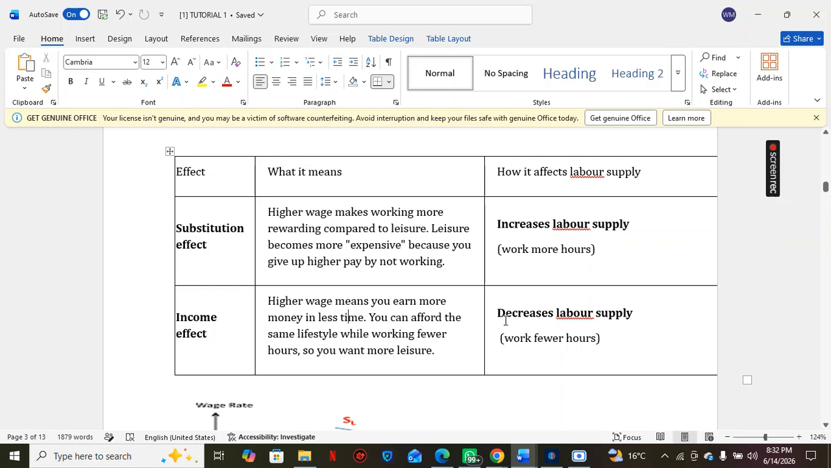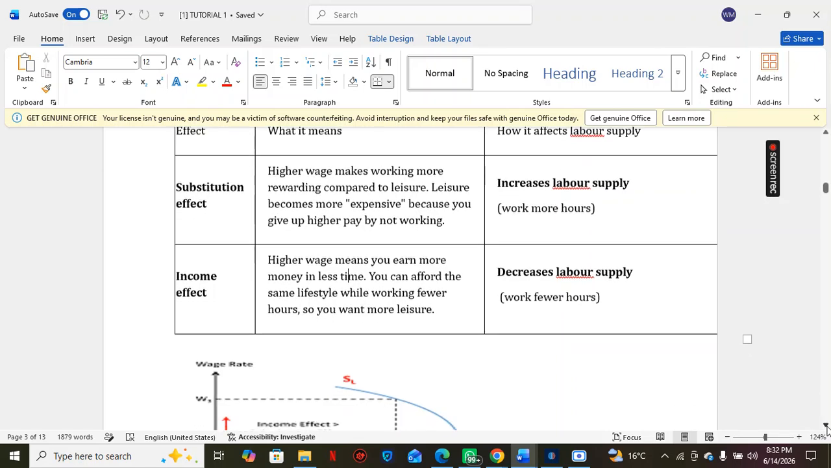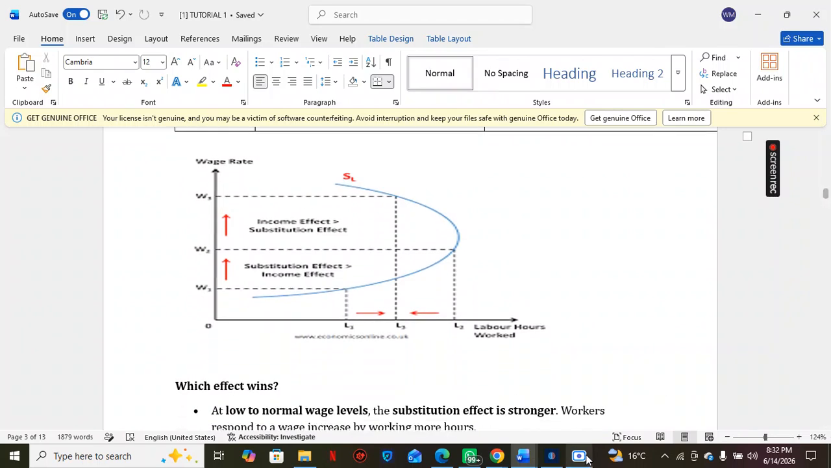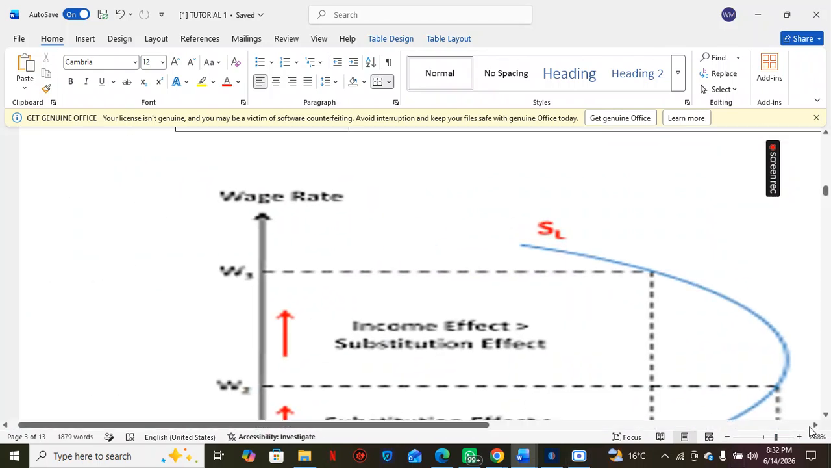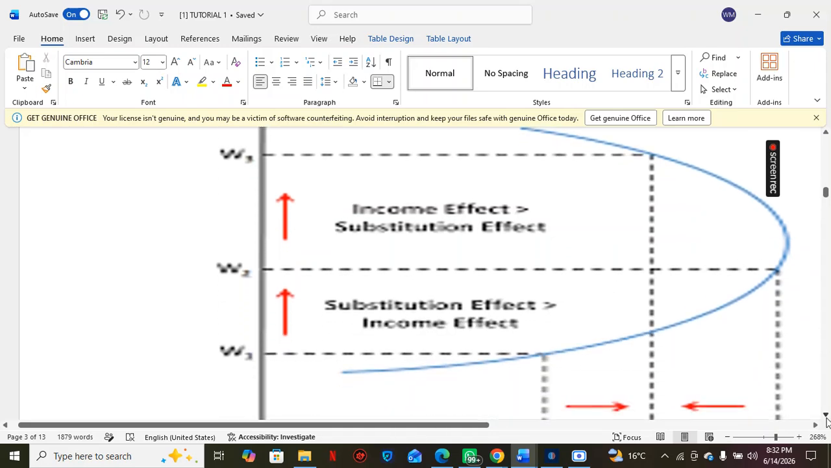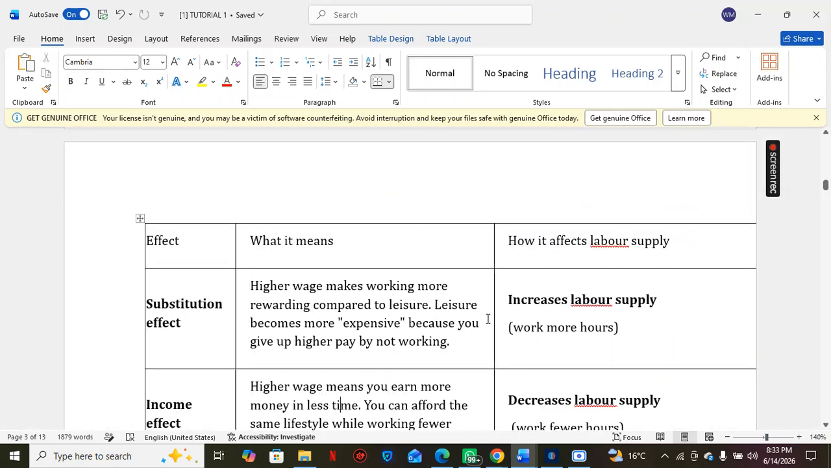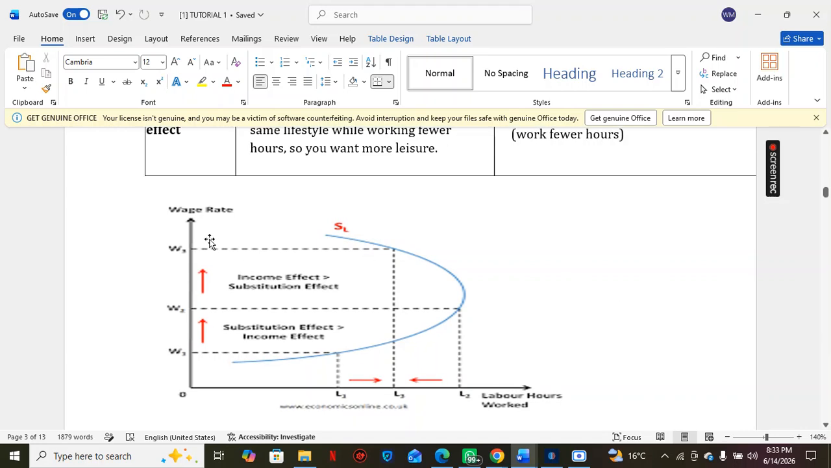You have now reached your goal. So you're going to work fewer hours now, because you're already making as much money as you need. So you can see this graph here. You have the wage rate on your y-axis and then number of hours worked on the x-axis.